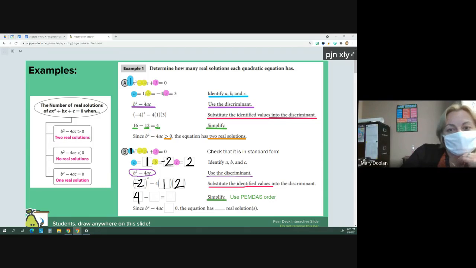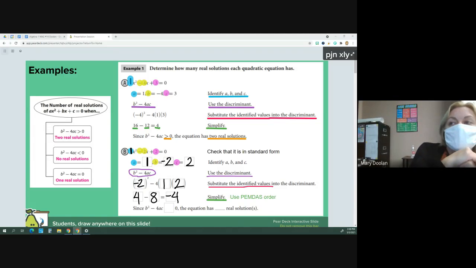And then we have subtraction and multiplication, but subtraction is last, so we're going to multiply before we subtract. 4 times 1 times 2. 4 times 1 is 4. 4 times 2 is 8. And then we're going to subtract. That's the last step. 4 minus 8. We're taking a larger number away from a smaller number, so it's going to be a negative. And the difference is 4.